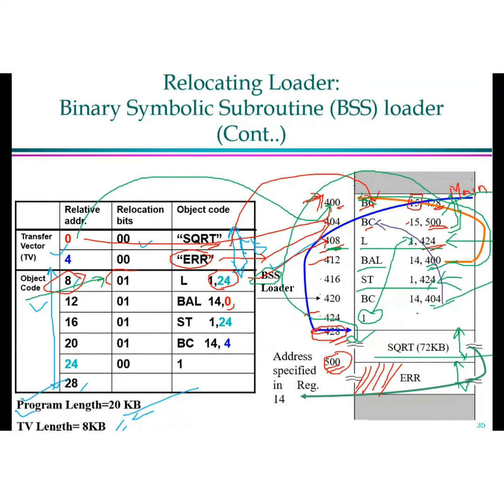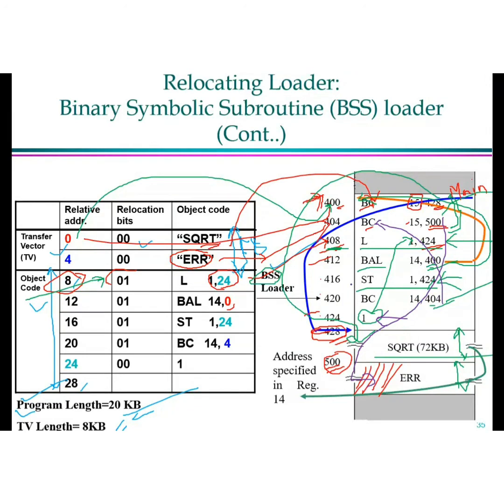Look at that purple color arrow. 404 is a BC 15, 500. So 500 means आप कहाँ पे jump कर रहे हो? This ERR subroutine. So your control goes to ERR. ERR will be executed. Control goes back to the next location where your symbol 1 is defined and then the end of the program is reached. So this is how your processor will execute the program once you load it in the main memory area.